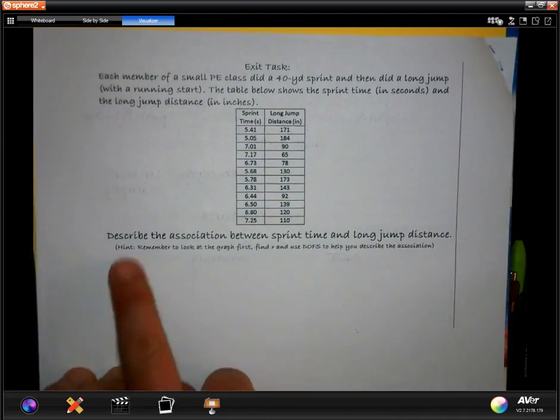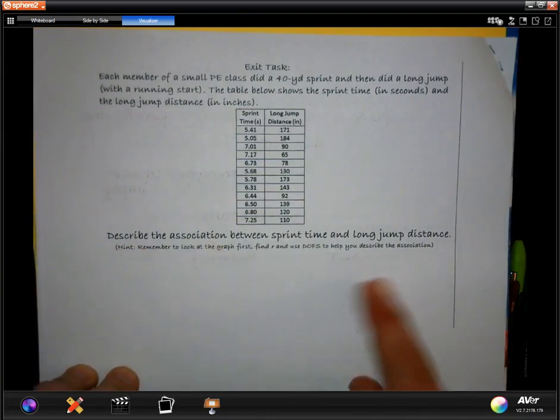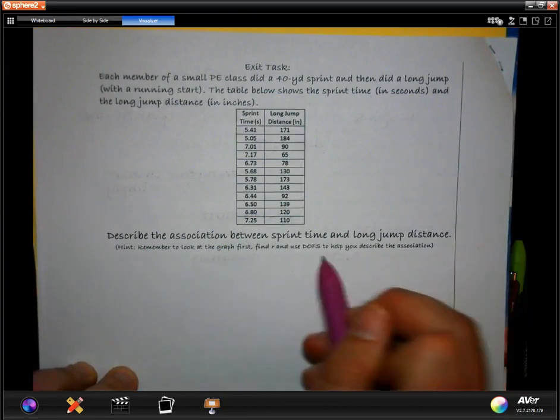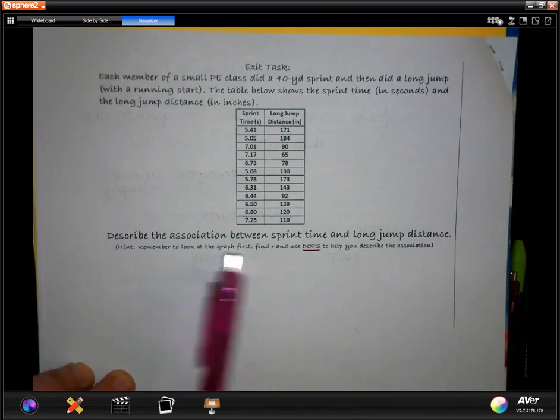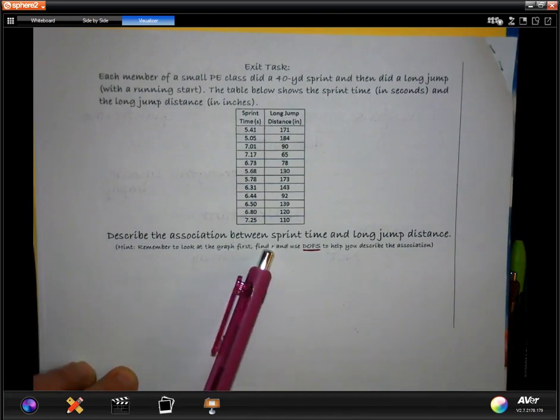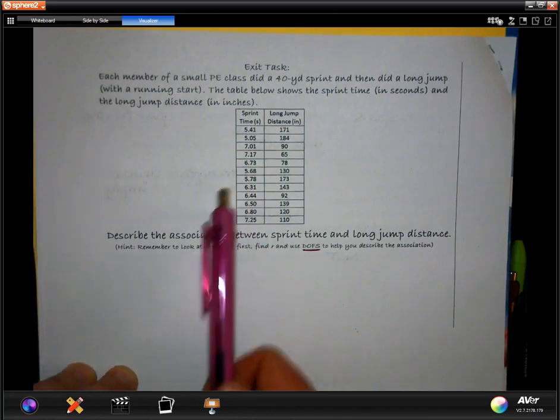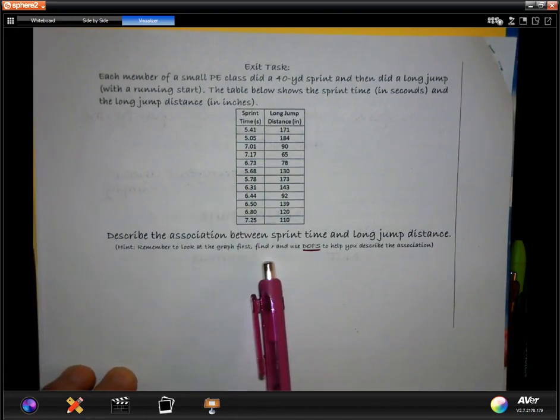Do we have it? You do have an exit task. We're back in person. I get to have those again. So you're gonna describe the association, which means you're gonna use DOFs. I put it in my little hint there. Look at the graph to make sure it actually is linear. Don't just find R and assume it's linear. So put your data in, look at a graph, find R, use DOFs to describe.